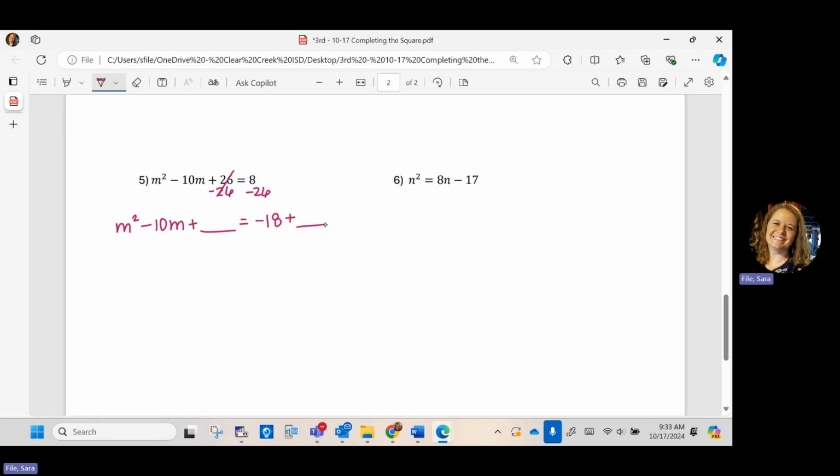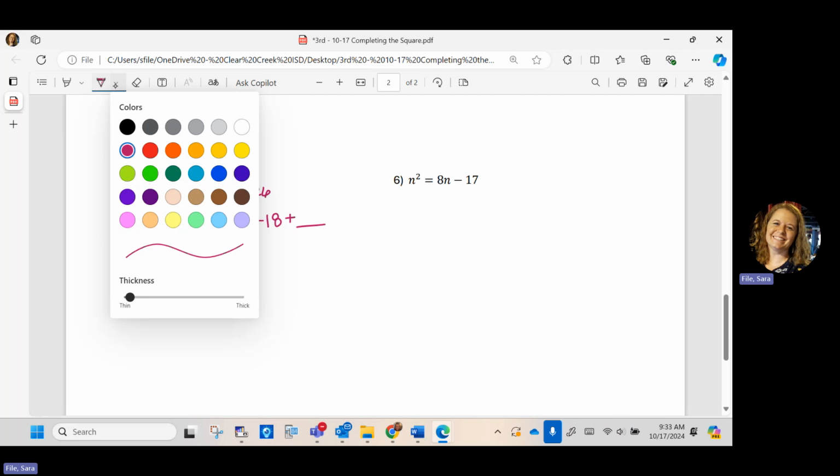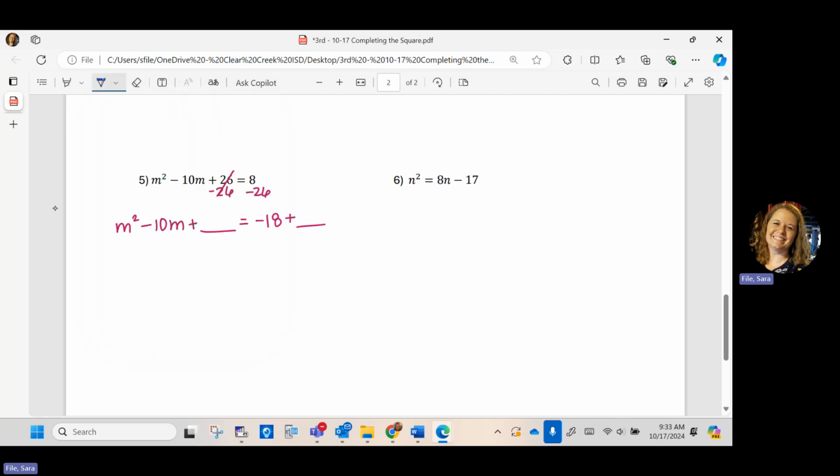Okay, so this just had a little extra step there of having to combine those like terms when you move your constant, because it didn't start set equal to 0 yet. So we've got to do a little extra math there at the beginning, but now it's the same. So we take our b value, -10, divide by 2, and square it. So -5 squared is 25. So 25 is what goes in our blanks.